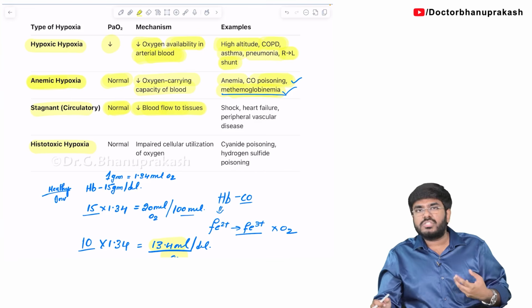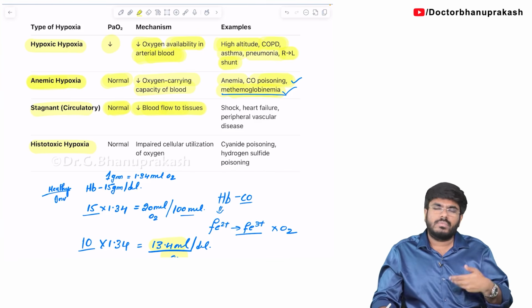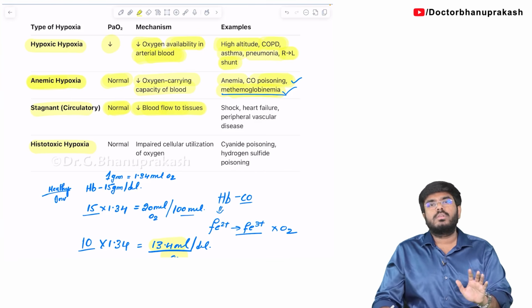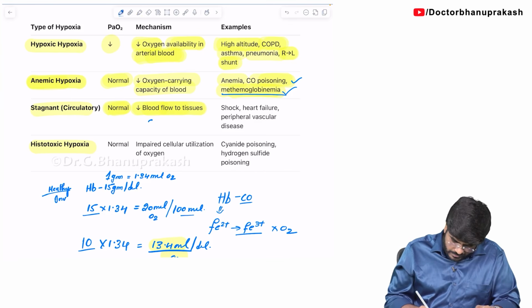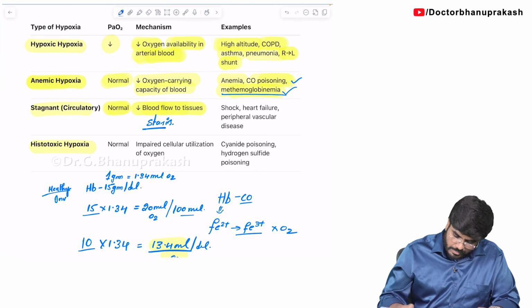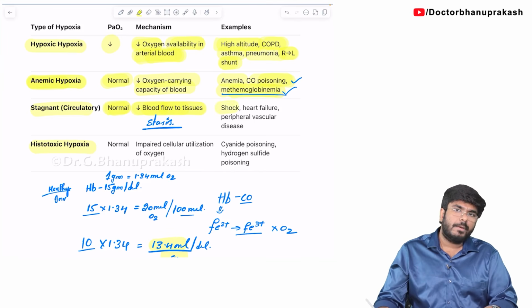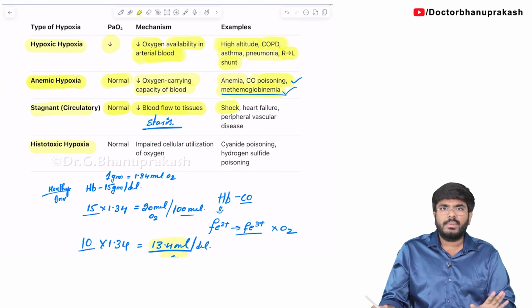Maybe the person is having congestive heart failure, the heart is not pumping properly, the blood is not going to the tissues. Simple logic, no? So, the problem is with the heart pump failure, or you can say there is stasis. What might be the reason? Maybe shock, cardiogenic shock or neurogenic shock, some reason.